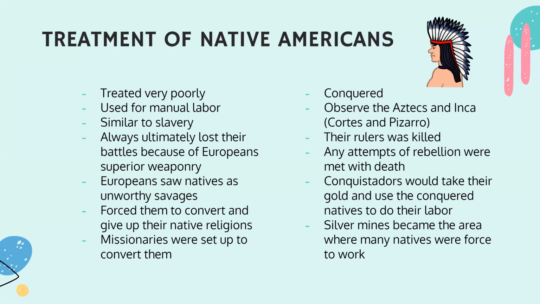The conquistadors later became pretty much their death sentence because they took their culture away, they took their gold, they took away their lifestyle, and then they would use these conquered natives to do their labor. One big place that the natives ended up having to do labor were in silver mines. Silver mines became the area where many natives were forced to work because these silver mines brought wealth to people. They would bring a lot of wealth to the mother country, such as Spain or Britain, whichever country they were bringing it back to.